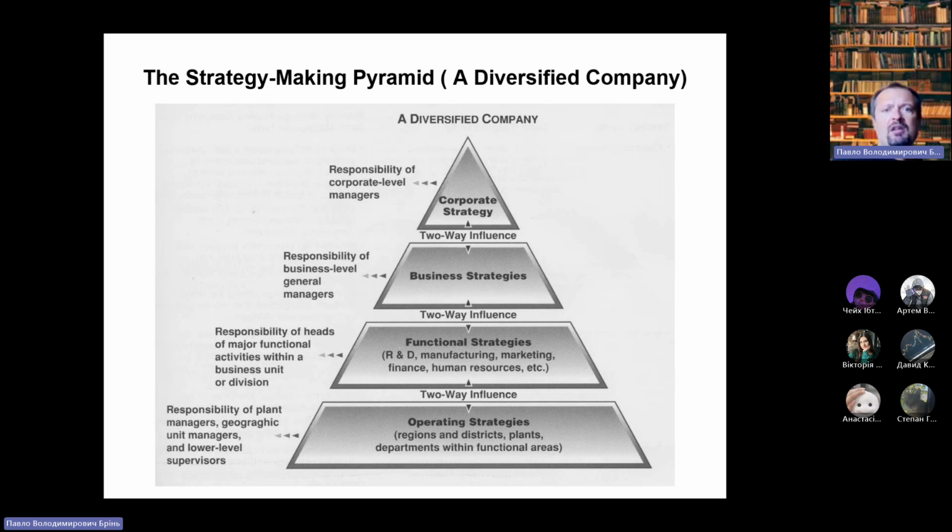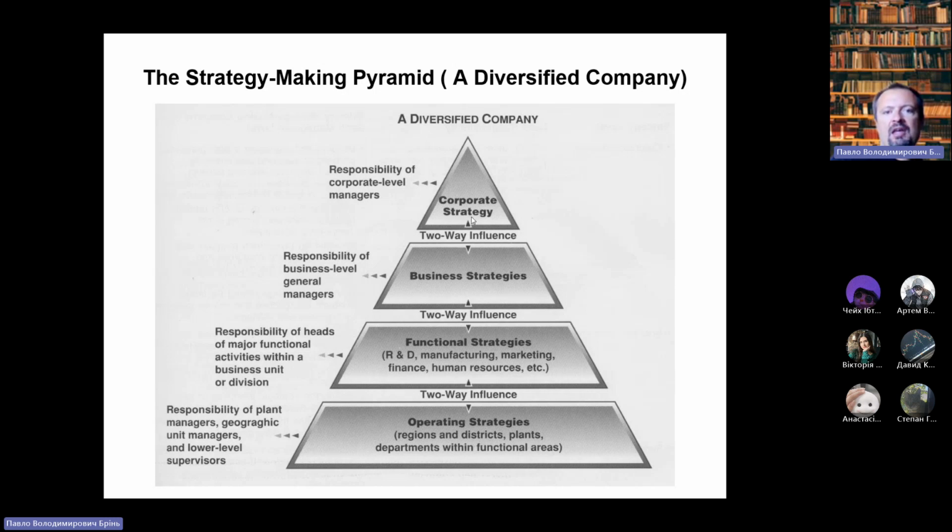However, these are the main classifications. This one, which is presented here, and the classification according to competitive advantages. But let's begin with the presented one. So a diversified company has 4 levels of strategy: corporate strategy, business strategies, functional strategies, and operating strategies.